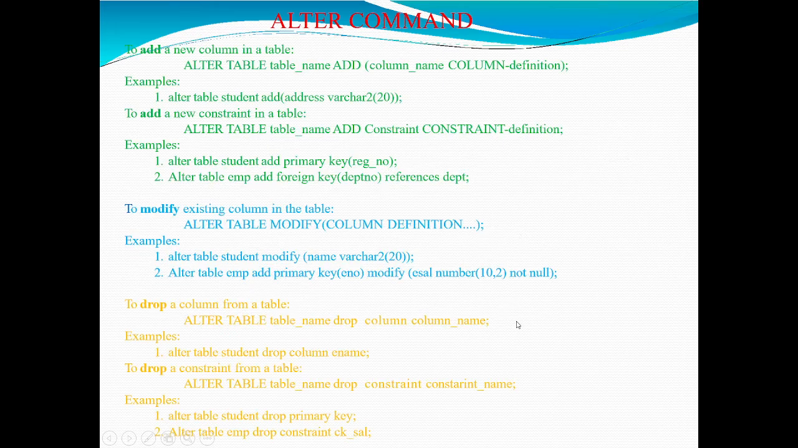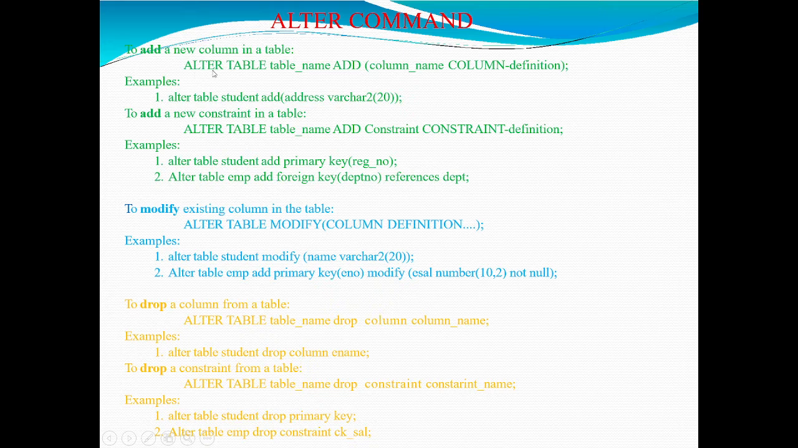Now let us look at the syntax of these commands. See here, in green I have presented the syntax and the examples of the alter add command, in blue color we have presented the alter modify commands, and in yellow color we have presented the alter drop command. So see here, as I said earlier, alter add helps to add a new column in a table.